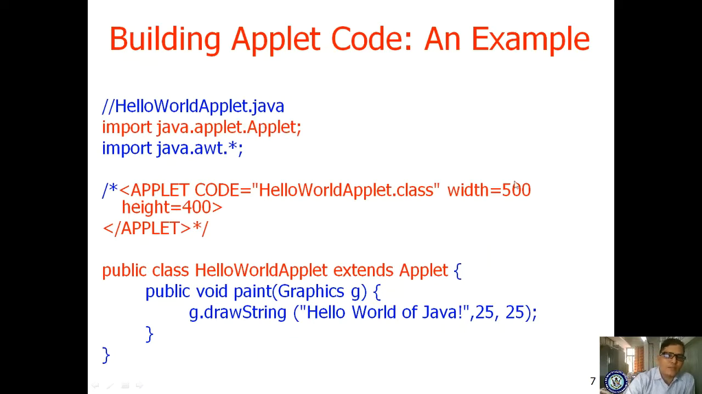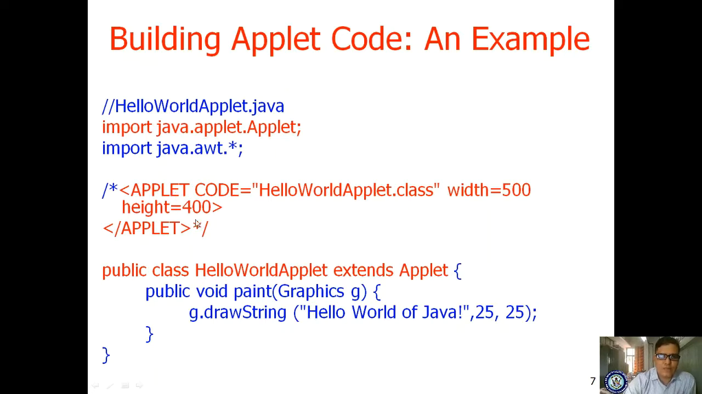If you are developing an applet program, you compulsorily have to write these two packages. You have to import the applet package as well as the AWT package. AWT stands for Abstract Window Toolkit, in the sense that you develop user interaction programs. Now you can see in the comment we are using the applet tag.